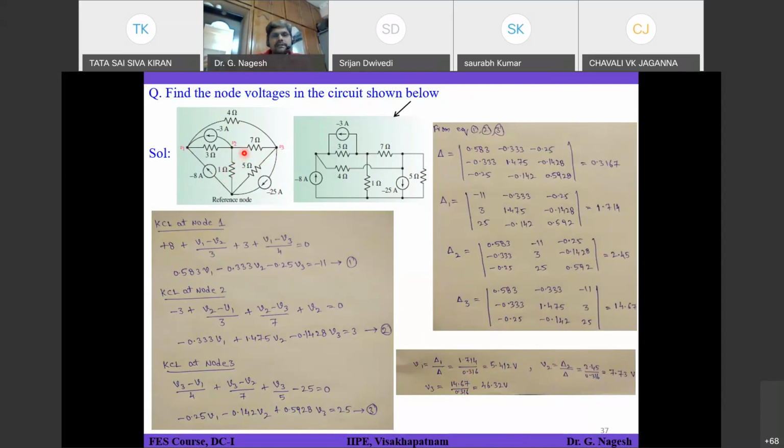If I say what is the current flowing from node 2 to node 3, you should do V2 minus V3 divided by 7 ohms. That is the current flowing from node 2 to node 3 through the 7 ohms resistor: V2 minus V3 divided by 7 ohms. So once you know the voltages V1, V2, V3, you can find out current in any branch, and obviously you can find out the power absorbed or power delivered by any element.